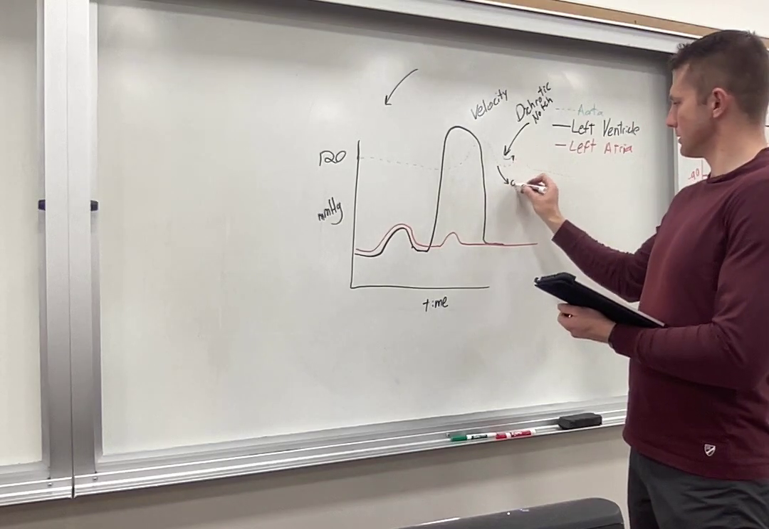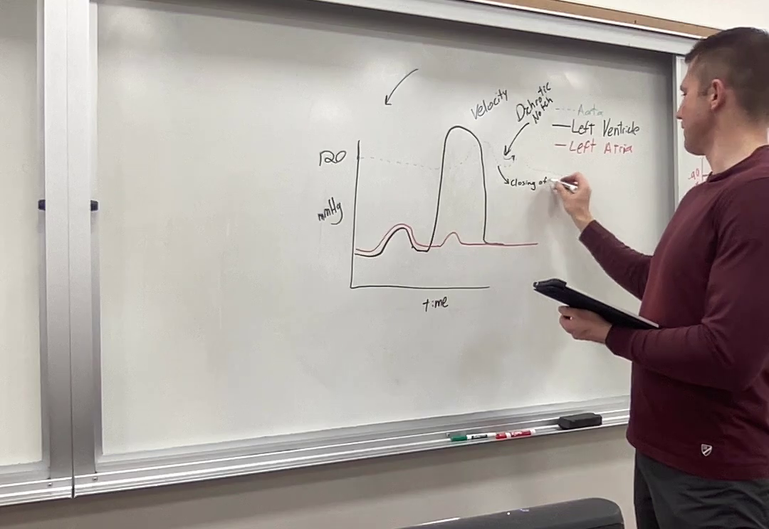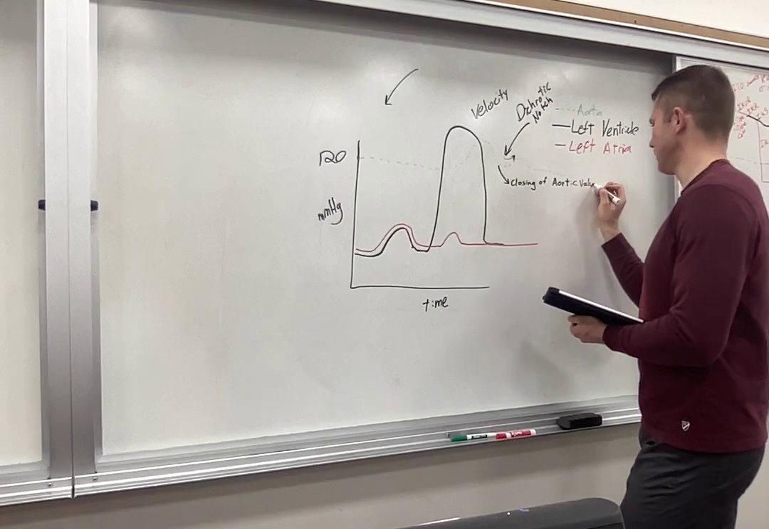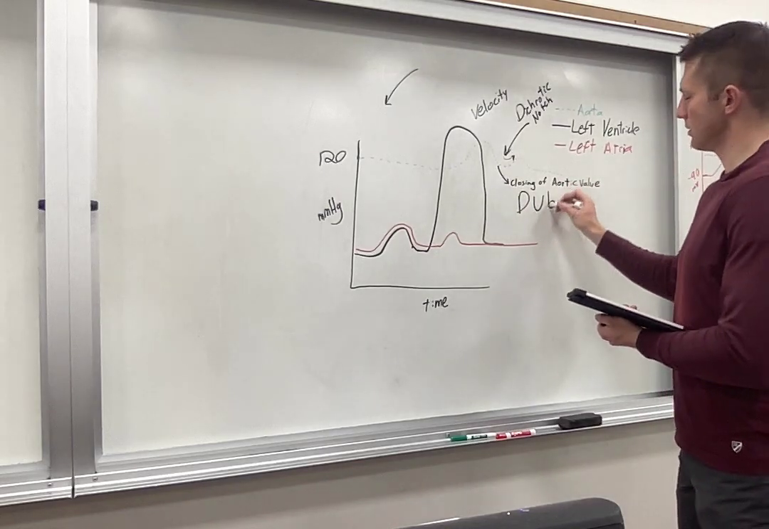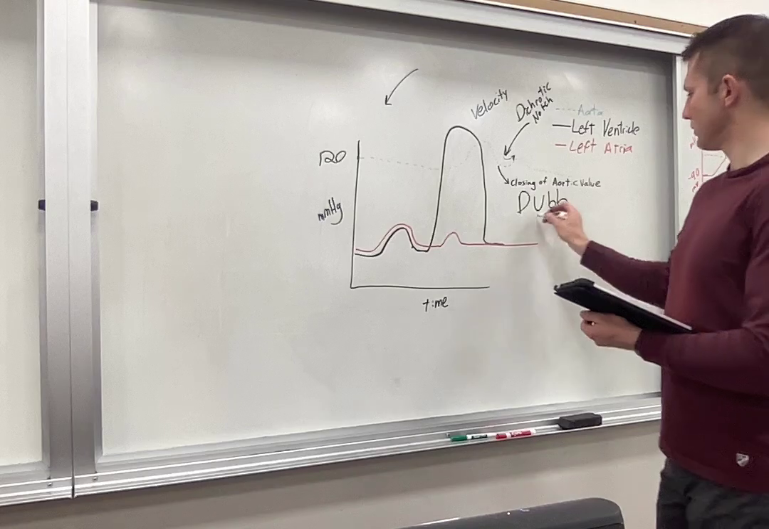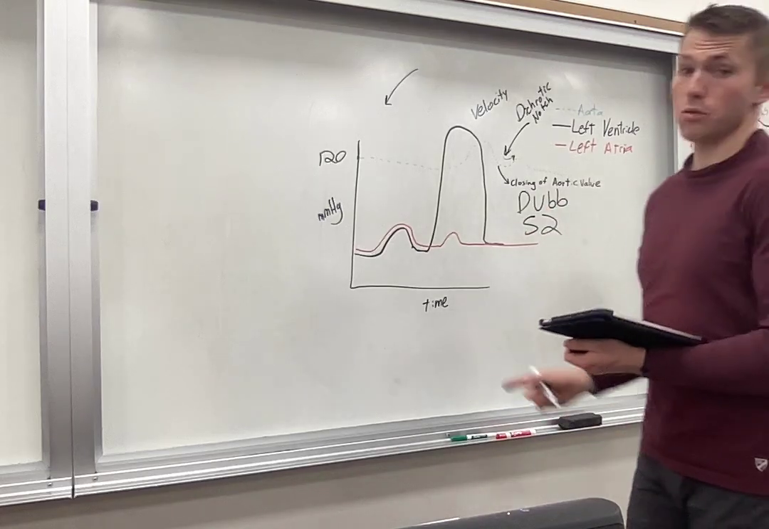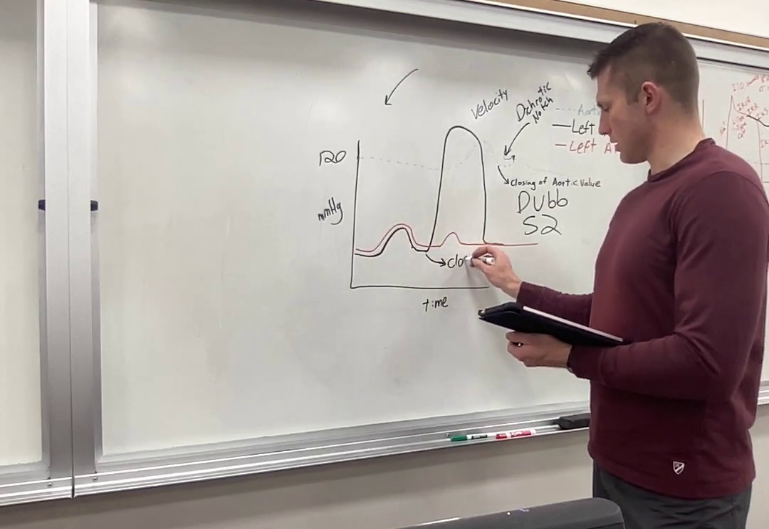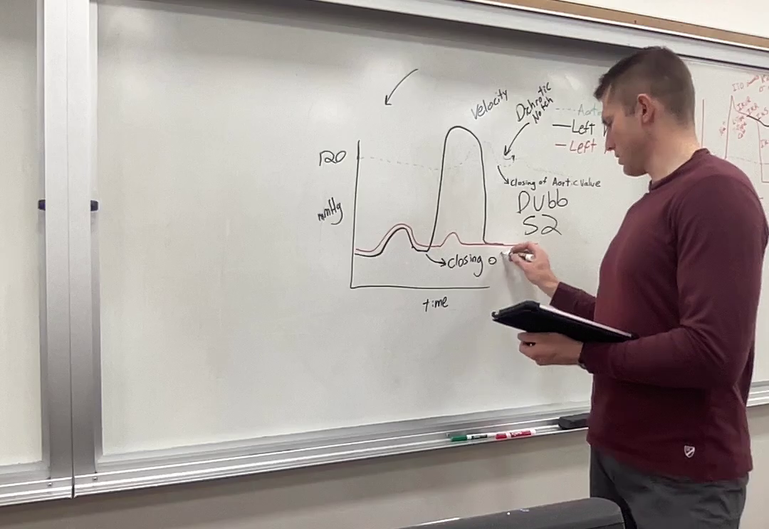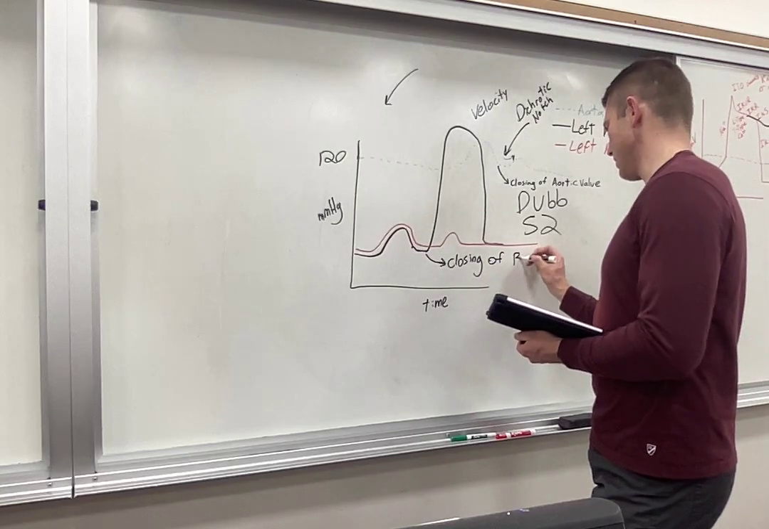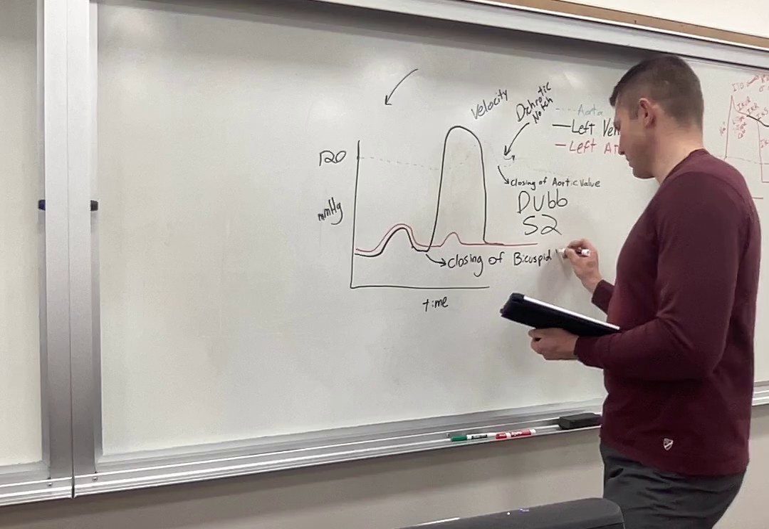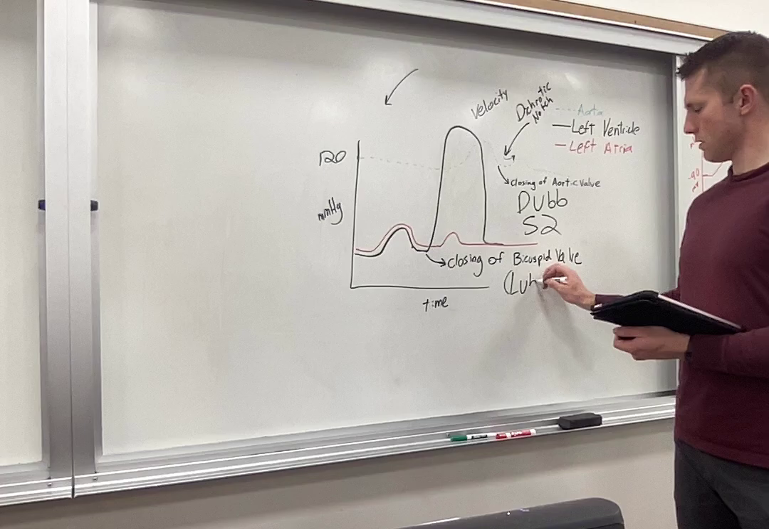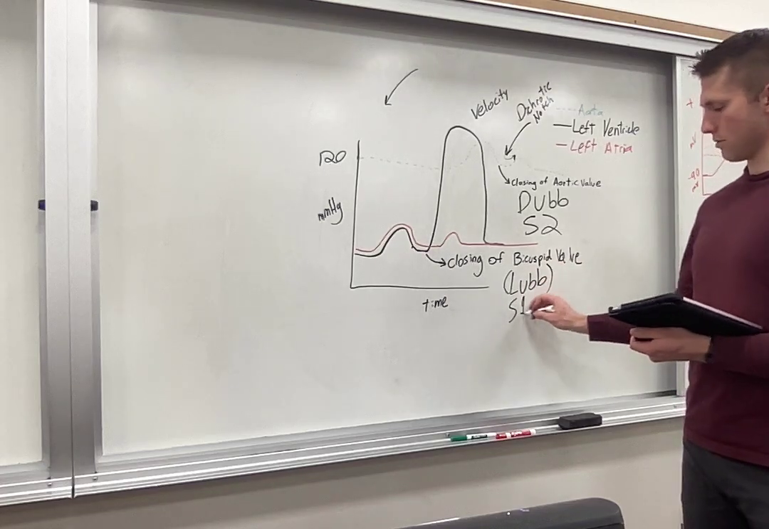Okay, so right here, closing of the aortic valve. We're going to call that dub, or sound number 2. Well, what's sound number 1? It's the closing of the bicuspid valve, which is lub. That's sound 1.